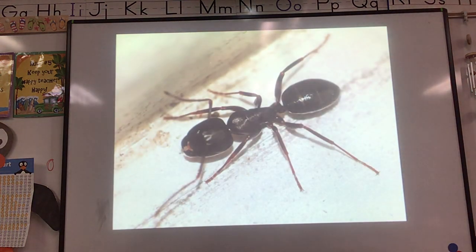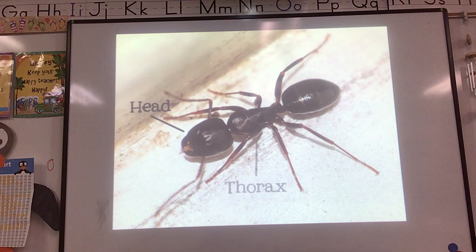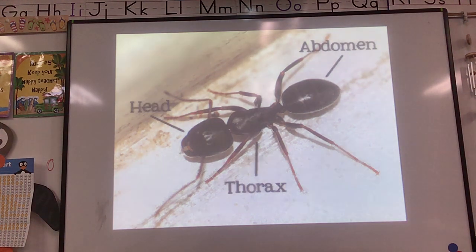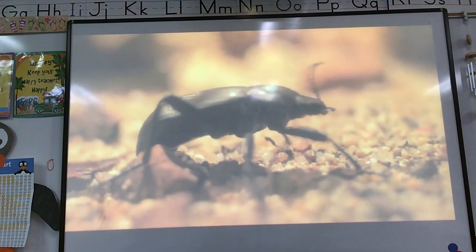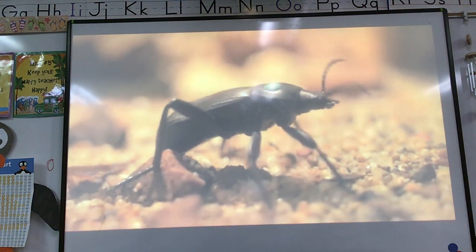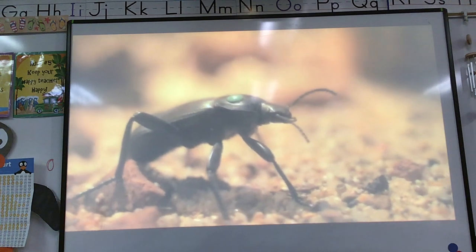Insects have 3 main sections of their bodies: the head, the thorax, and the abdomen. They have 6 legs that are connected to the thorax. Most insects also have wings and antennae.